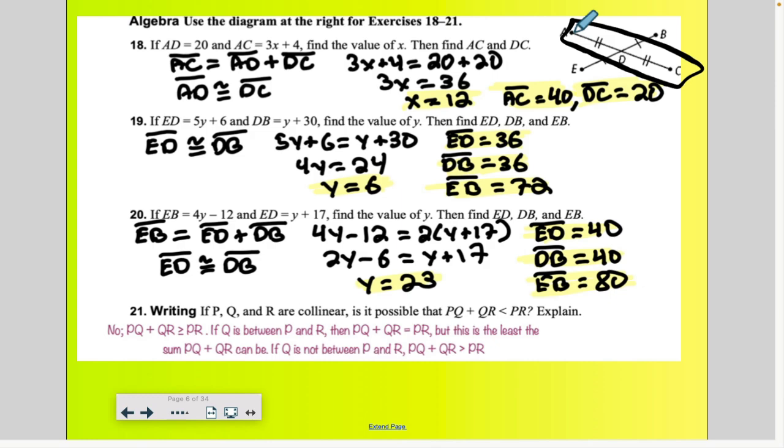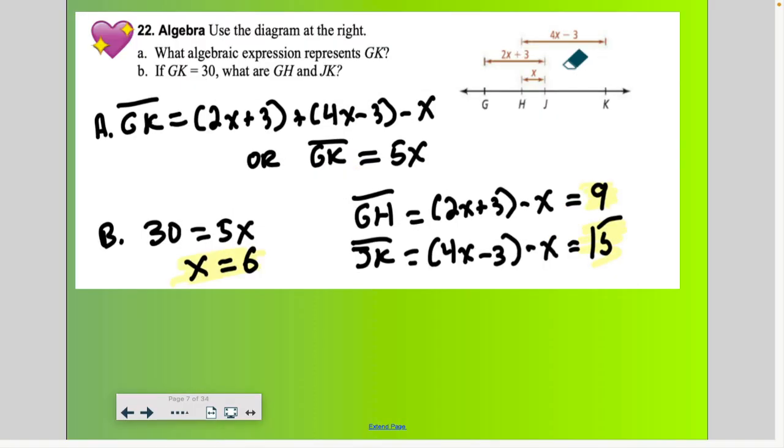Going back to that same diagram, probably seems like a long time ago, but you did a great job with it. If ED is 5y plus 6, that's this little piece, and DB is y plus 30, they are equal to each other. Therefore, I could just set them equal to each other and solve. None of the algebra will be super duper messy. So when I'm setting those equal to each other, if I get something gross and bad, I probably made a mistake. So good.